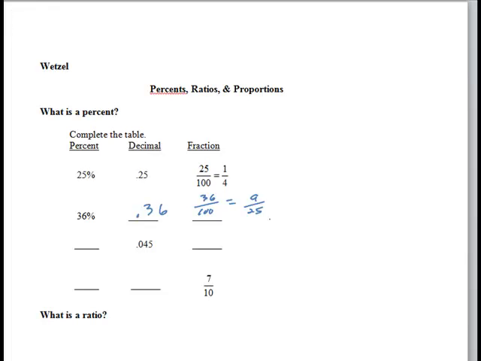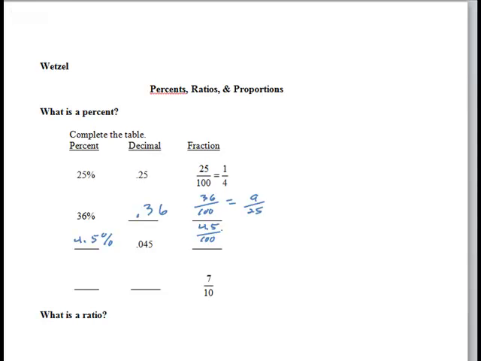Beginning with a decimal and converting it into a percent, it's basically the opposite operation. Instead of dividing by 100, we multiply it by 100. Instead of moving the decimal place 2 places to the left, we move it 2 places to the right, so it becomes 4.5%. As a fraction, that's 4.5 over 100.